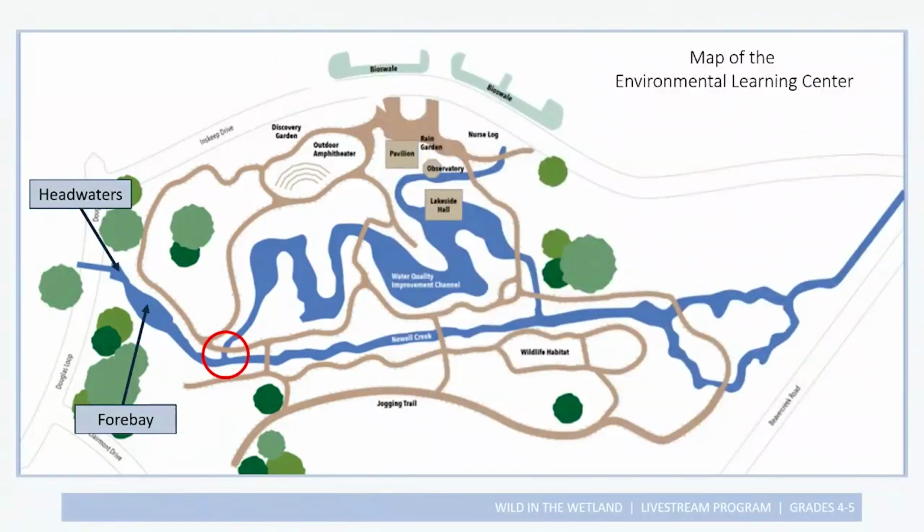Now, the next part is where the water diverts. It goes in two different directions. Off to the right is the rest of Newell Creek, and if the water is diverted upwards following the stream, it goes up into our water quality improvement channel, which we also call the wetland here at the ELC. And it follows that winding path and continues to slow that water down and gives it a chance to cool down, to become cleaner, and it provides habitat for other plants and animals.